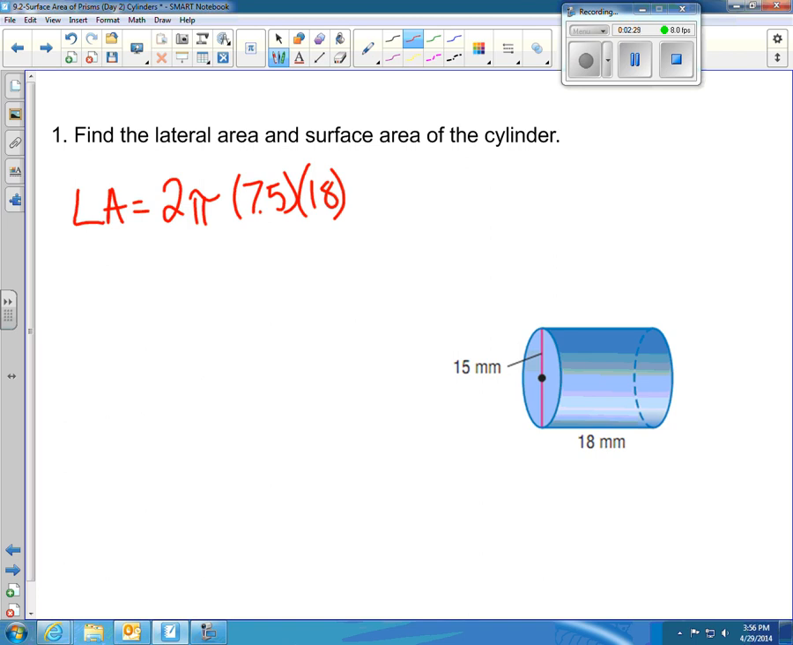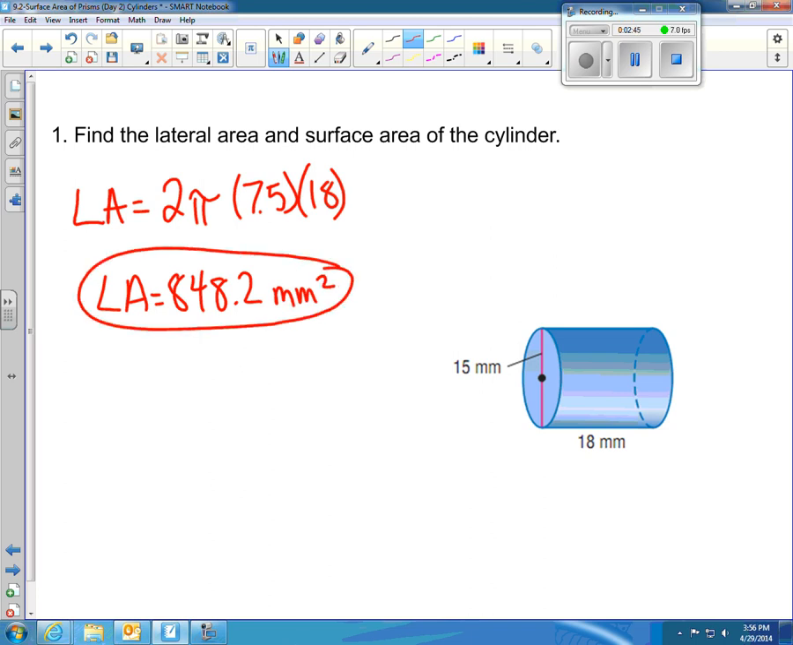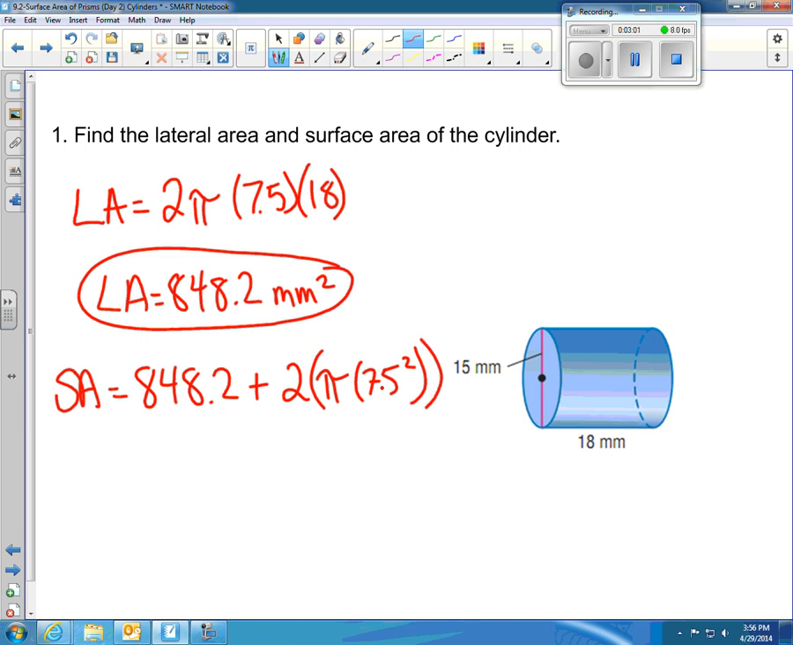Okay, so we get 848.2. Don't forget our label, millimeters squared. Okay, so our surface area is going to be our lateral area plus 2 times our base area. So pi r squared. We said our r is 7.5 squared. Okay, so typing that in. And then again, we're going to round to just 1 decimal.